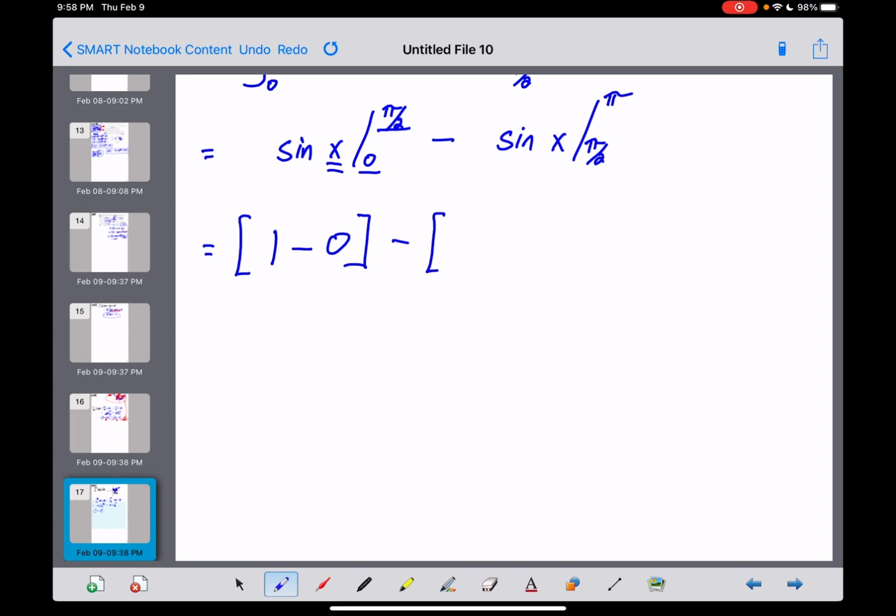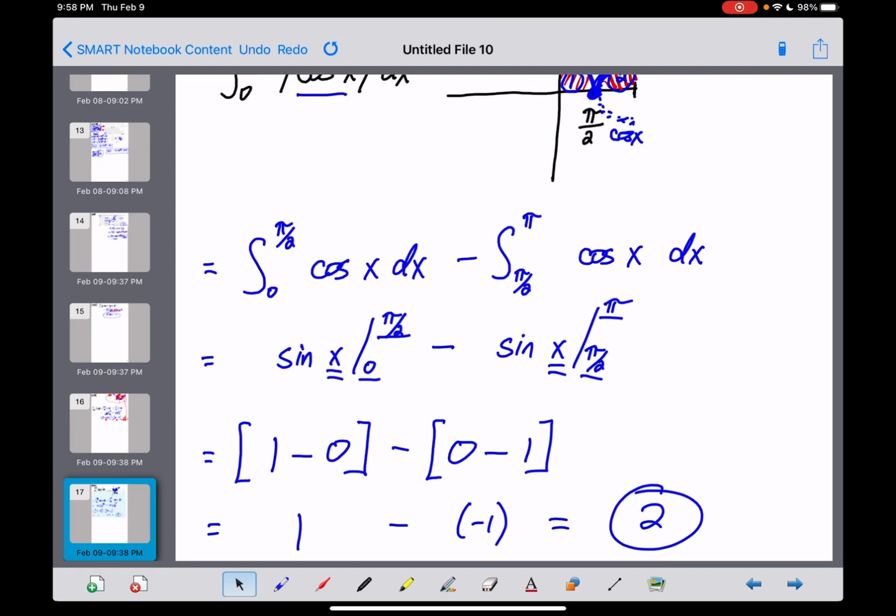Minus, start another set of brackets now. Let's put the pi in here first. The sine of pi is going to be 0 minus the sine of pi over 2, which is going to be 1. So let's just be careful not to make a silly little sign error here. 1 minus negative 1, which of course is 1 plus 1, and our answer there is 2.